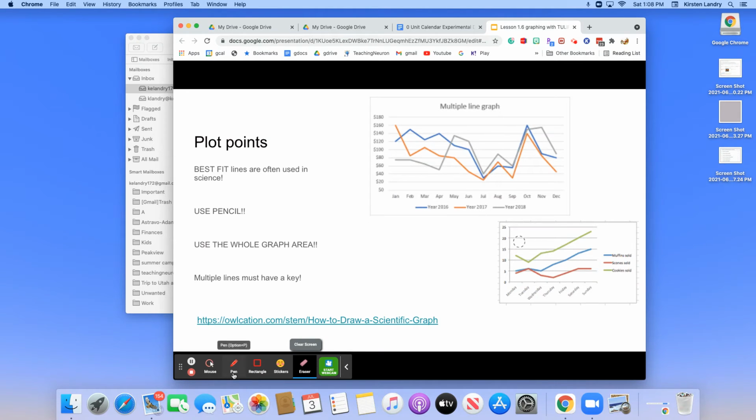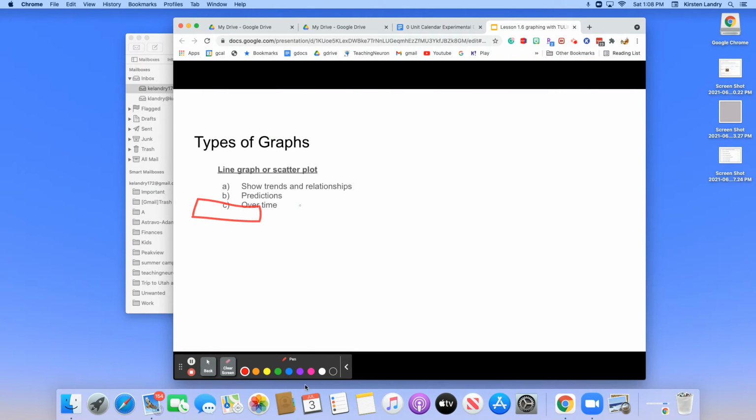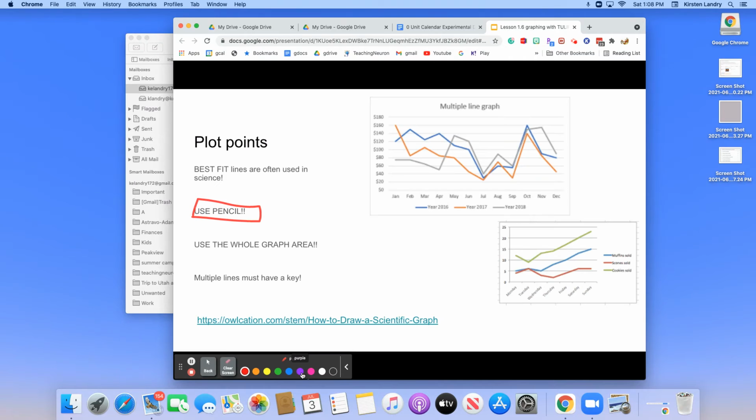So first of all, I always want you to use pencil, okay? Because if you make a mistake, it's very hard for me to look at a scribble on a graph. So use pencil. Use a whole graph area. I already mentioned that. Try not to make your graph really small if you have a whole graph paper. If you have multiple lines, you have to have a key. So here you see we have 3 lines, 1, 2, 3, and here's the key that shows you what those lines are. Same thing here. We have 3 different kinds of food being sold, so each color indicates the type of food.